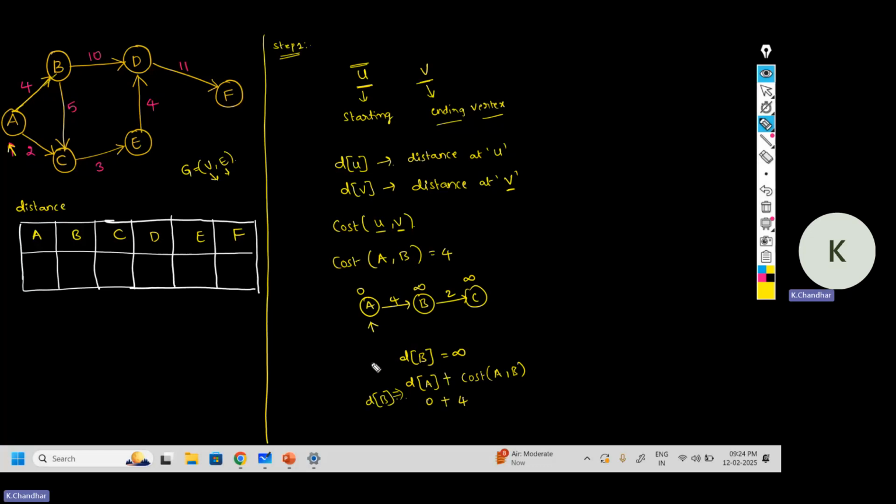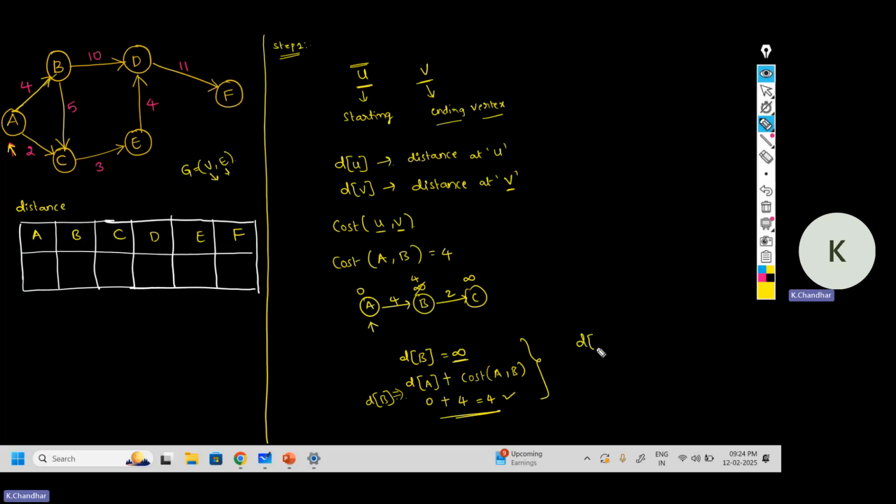So here, will you travel with the infinite distance or will you travel with the 4 distance? From these two, which one is the minimum? 4 is the minimum. So what you do is, from infinite, which is going to be removed, you need to replace this one with the 4 weight. So how did you calculate this distance at B? By taking the minimum from these two. So here, this is going to be written like this.